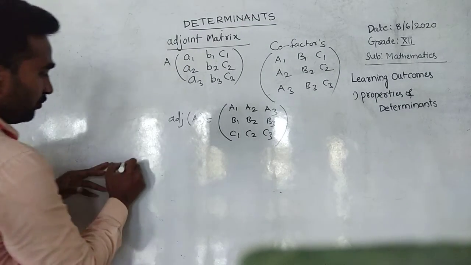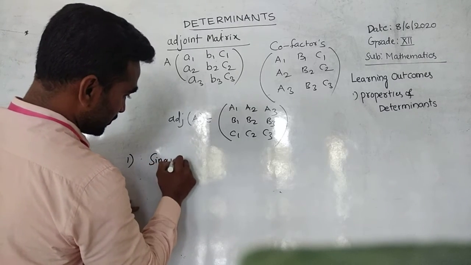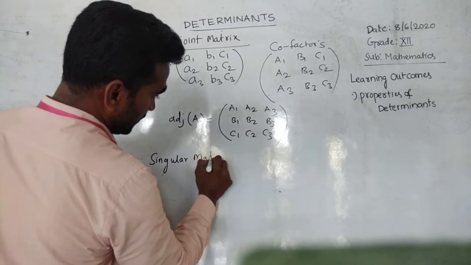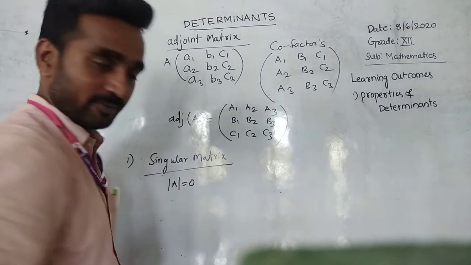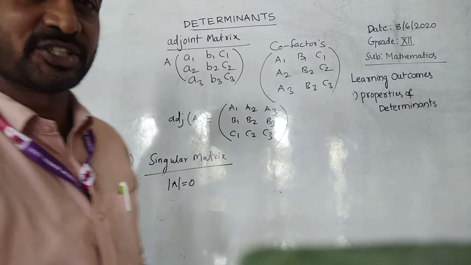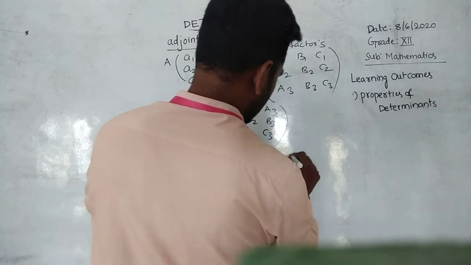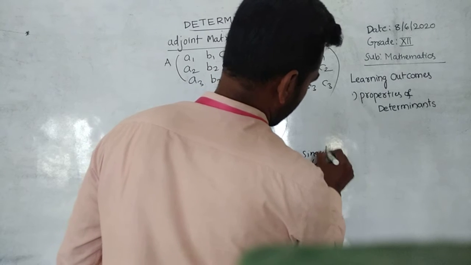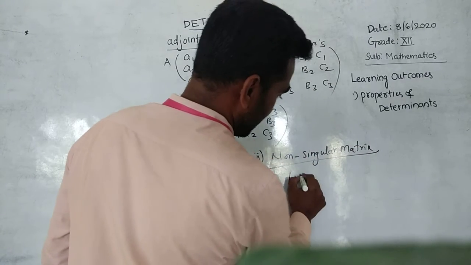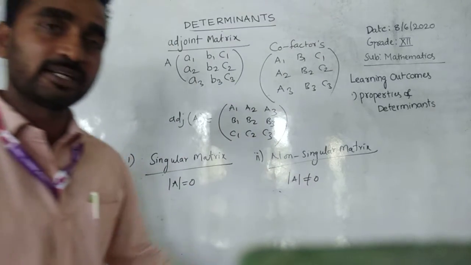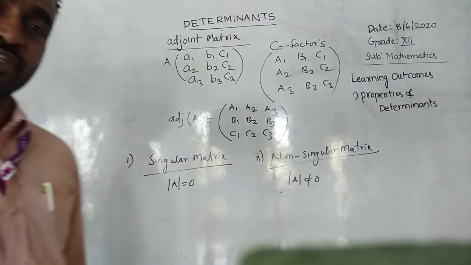And one more, the types of matrix: singular matrix. See here, if the determinant is equal to 0, that matrix is said to be a singular matrix. And second one, non-singular matrix: determinant A is not equal to 0. The determinant A is 0, singular. Determinant not equal to 0, that is a non-singular matrix.